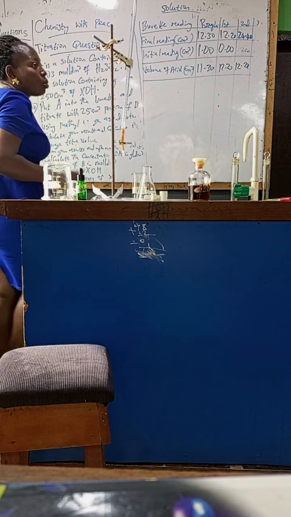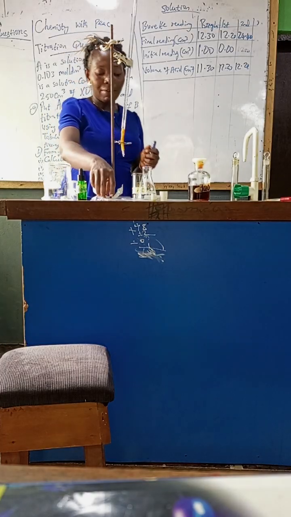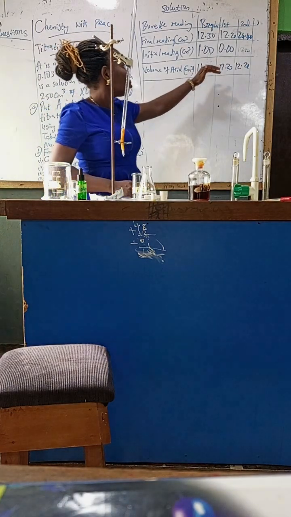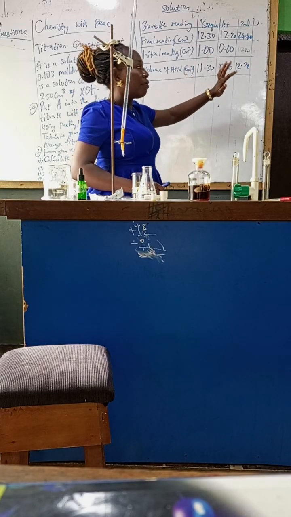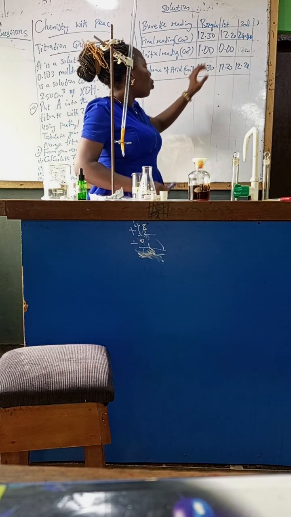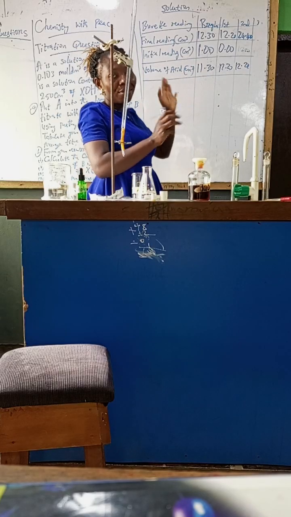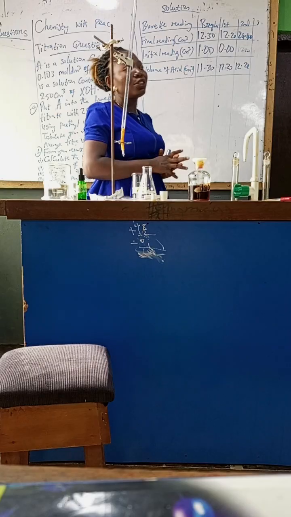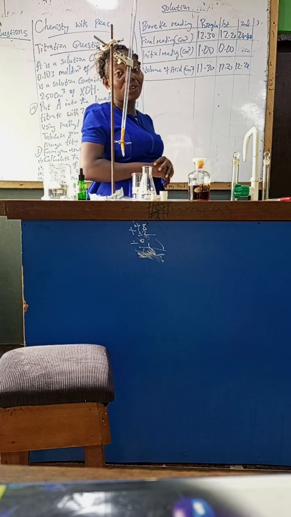Okay, so now we have done our titration, we have gotten our values. So for the second one, we just found out the difference. The first one, we are not using the rough. Rough is rough work, so it's not valid. We are not making use of it. We are just going to use the first and second titer values.